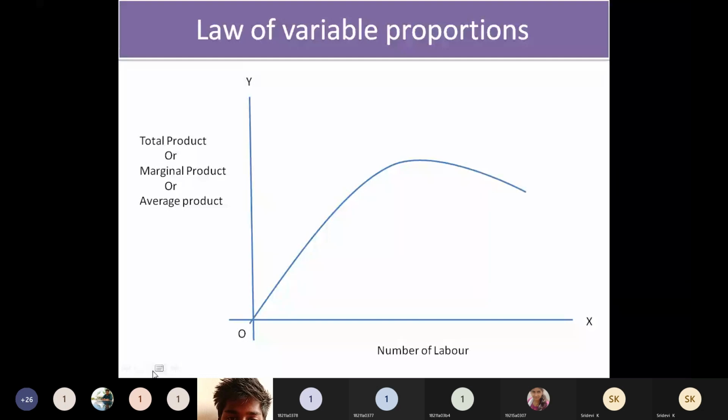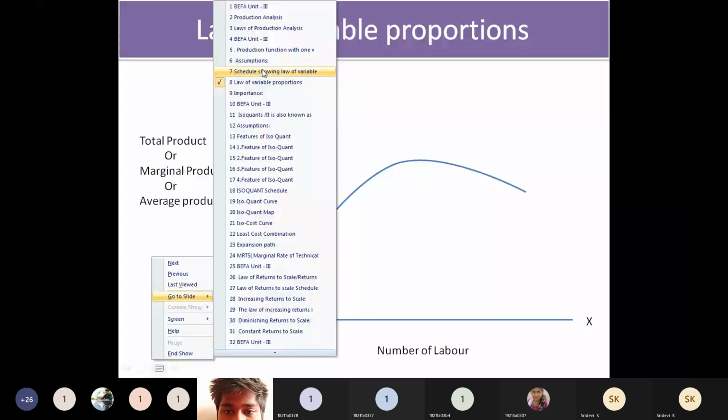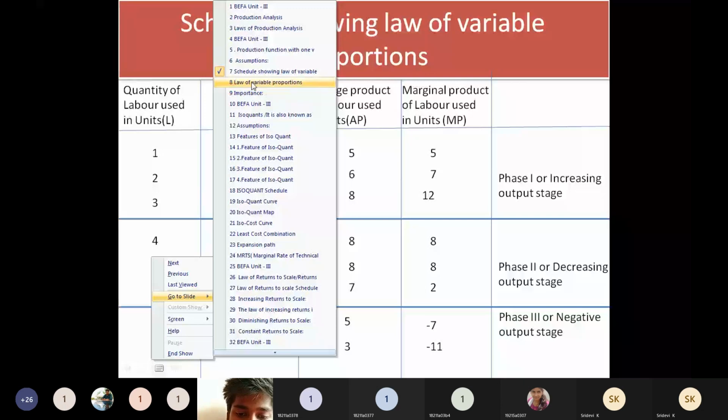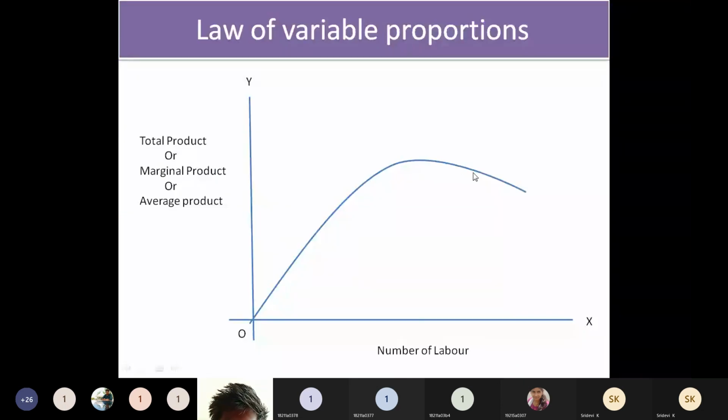Let us see the schedule, whether this is according to that or not. See the schedule. See here. Total output goes on increasing to some extent, up to 42.6 units, and later it started decreasing. Based on this, we have shown a downward slope of this graph. It is increasing to this extent and then started decreasing.